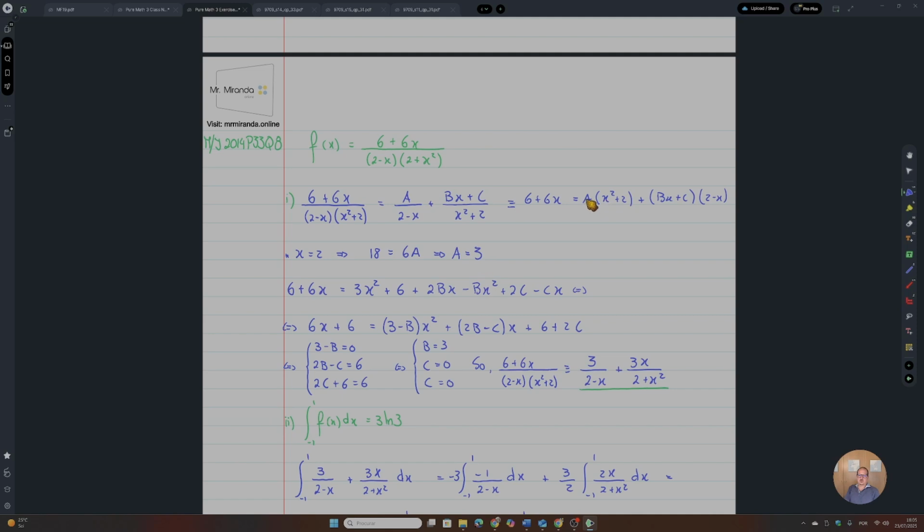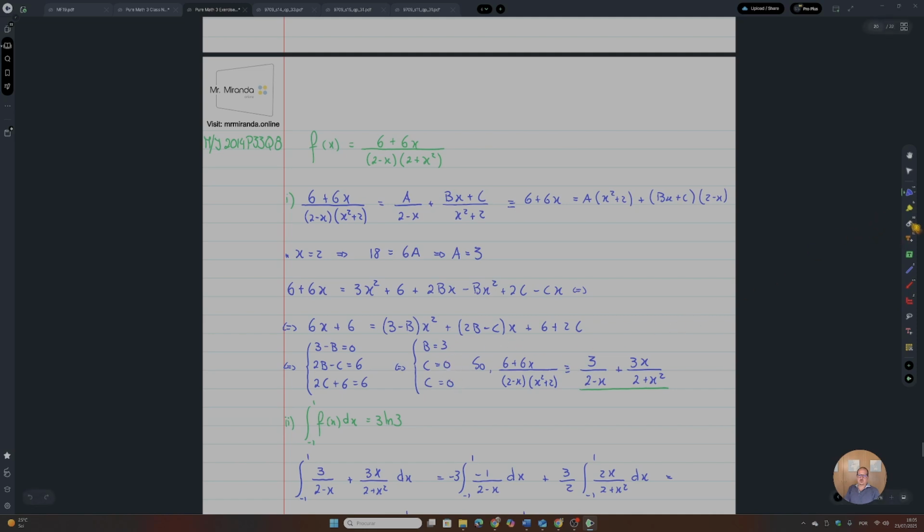You plug it in over there and then expand the whole thing, combine the whole thing. Now compare the coefficients of each term. There is no term with x squared, so this must be equal to 0. The coefficient of x must be equal to 6, and this stuff must be equal to 6 as well. Solve the very simple simultaneous equations. Find the values of a, b, and c.